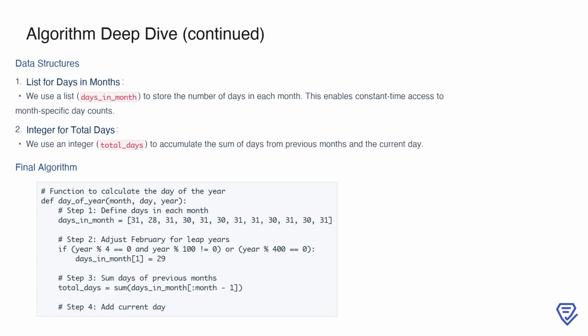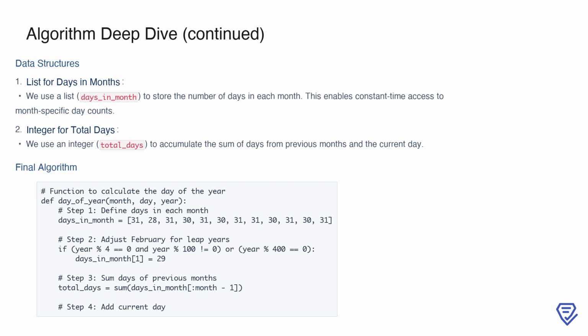The algorithm relies on 2 simple data structures. First, a list is used to store the number of days in each month. This allows constant time access to the days for any specific month. Second, an integer variable accumulates the total number of days by summing the days of previous months and adding the current day. With these data structures in place, the final algorithm is concise and efficient.